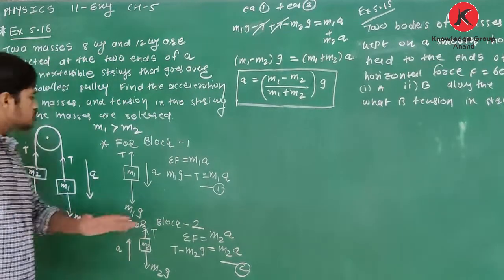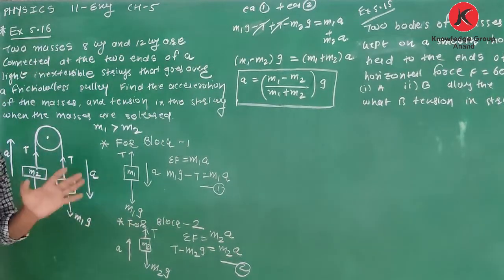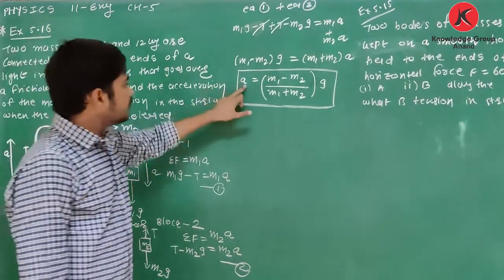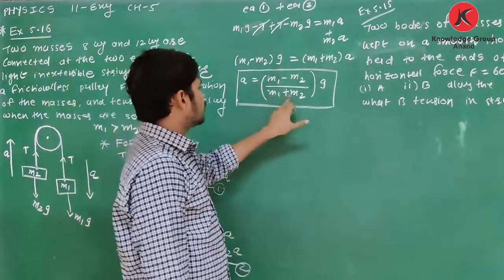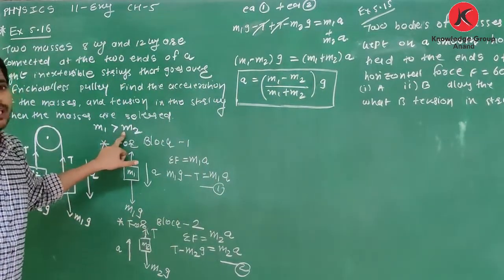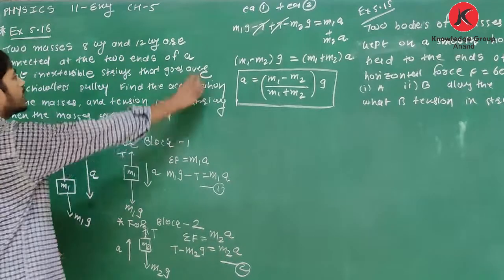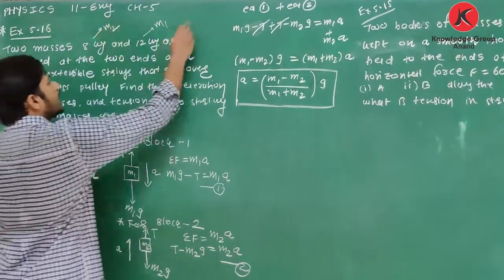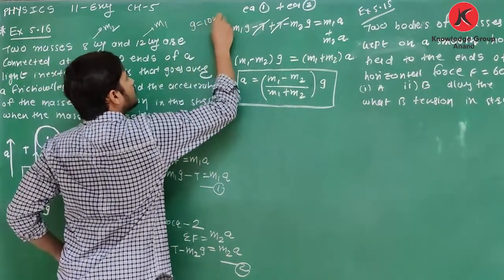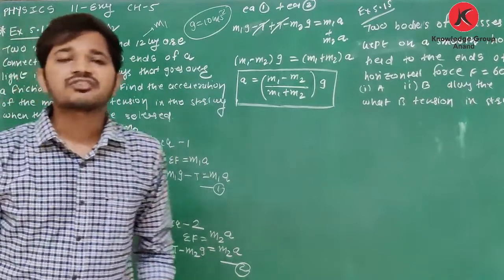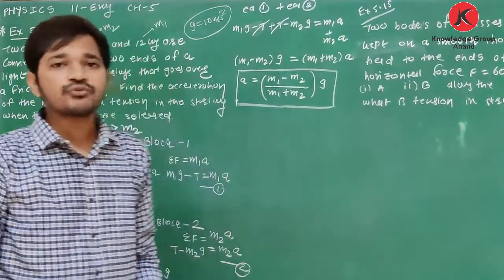If you are given two blocks having mass M1 and M2 connected with the help of a string over a frictionless pulley as shown in the figure, then simple. A is equal to (M1 minus M2) upon (M1 plus M2) into G, where M1 is greater than M2. In this case, take 12 kg as M1 and 8 kg as M2, and take the value of G as 10 meter per second square. You can easily find the acceleration.